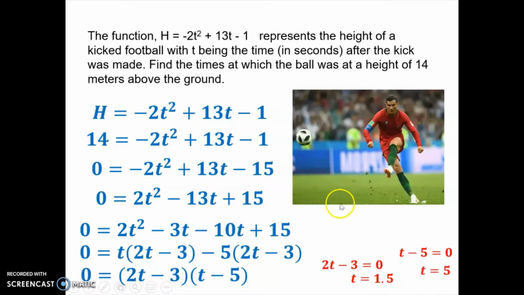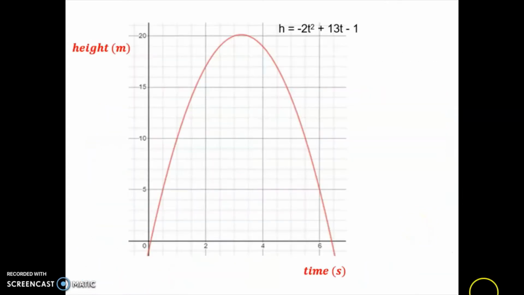That tells us that this ball will be at a height of 14, because that's what we began by solving here, putting 14 for h. This ball will be at a height of 14, 1.5 seconds after the kick, and 5 seconds after the kick. Let's look at what the graph looks like, because it will show us more clearly what this is representing.